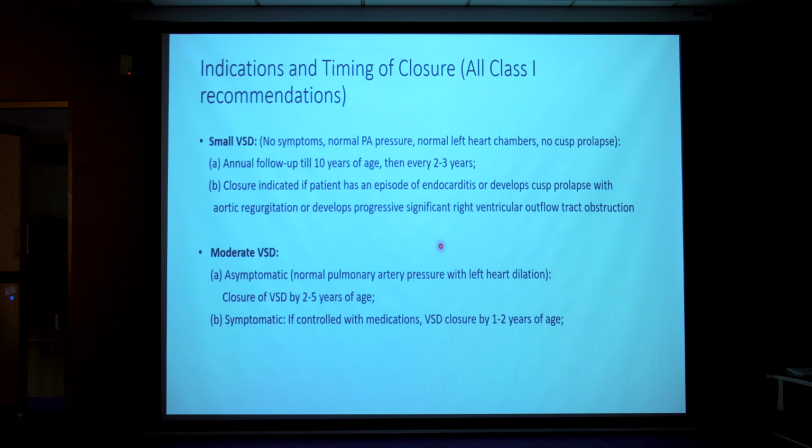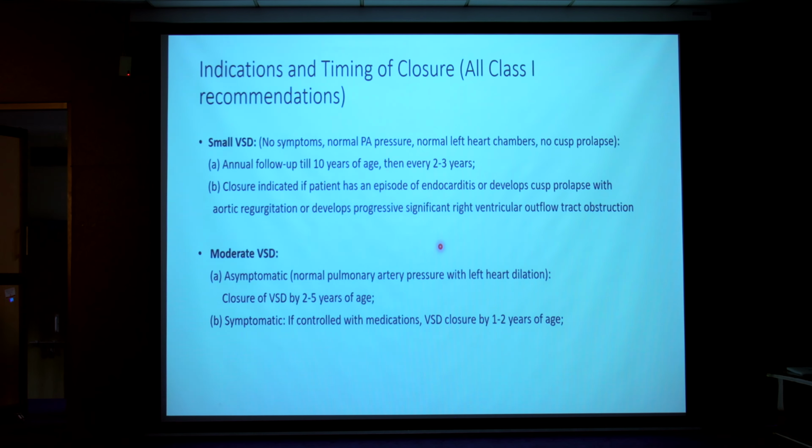So all are class 1 indications. Small VSDs, that means asymptomatic, normal PA pressure, normal left heart chambers, that means no chamber dilatation, no cusp prolapse, meaning aortic cusp prolapse. They require only annual follow-up till 10 years of age.